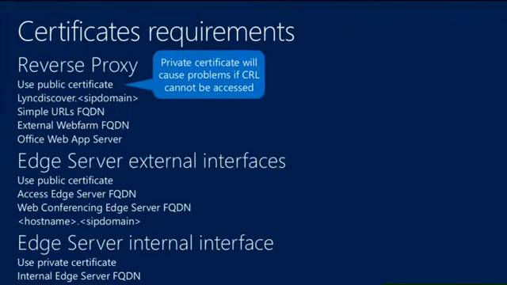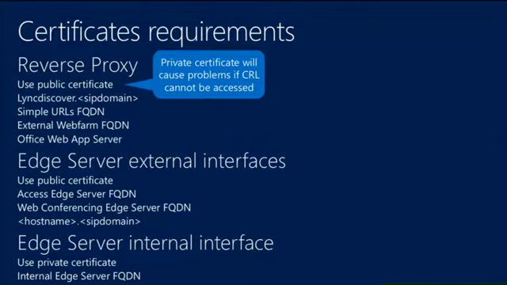In general, on the external facing services, on the edge servers and on the reverse proxy, you always want to use public certificates. Why? Because your federated contacts, your remote users, your anonymous users, all of them need to connect to your environment and they need to trust the certificate. So if you use a public certificate, they will be able to trust it and they will be able to connect.